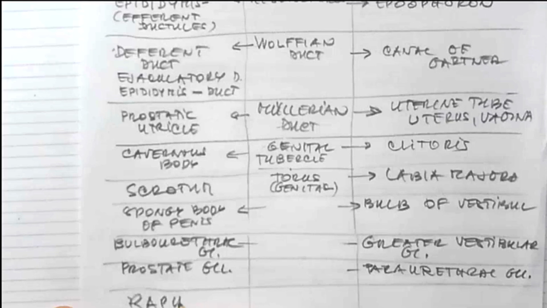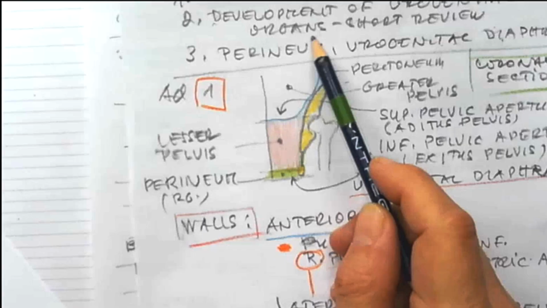Okay, this was completed, and back to the organs, to the walls. So we did everything, and then on the next page we are speaking about the introduction. Then follows the perineum. Here is that English version. Development of organs, a very short review, and then follows the perineum, urogenital diaphragm.